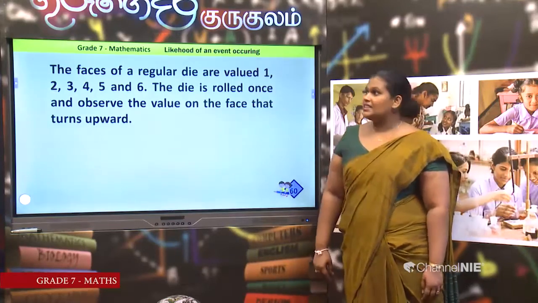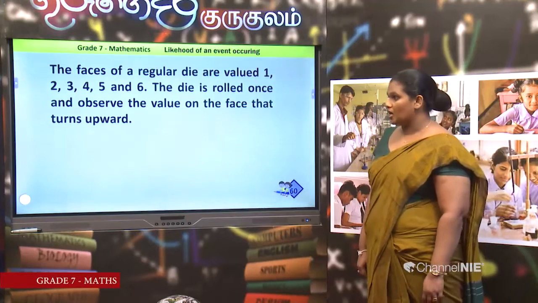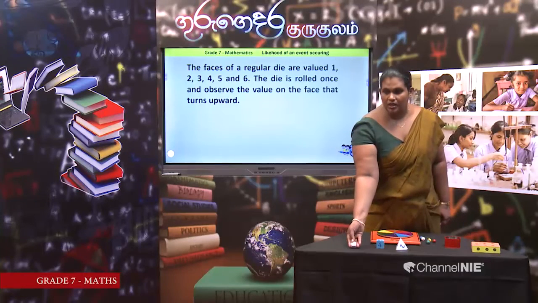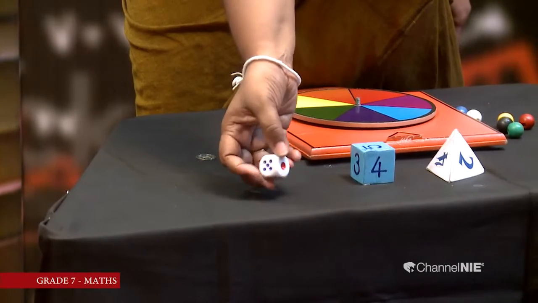Next one. The faces of a regular die are valued 1, 2, 3, 4, 5 and 6. The die is rolled once and the value on the face that turns up is observed. Right. Here I have got a die which you use in several sports.